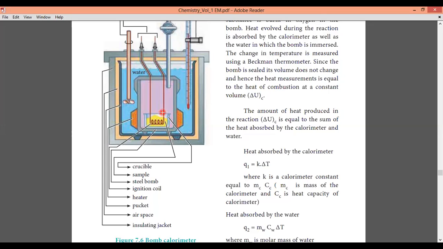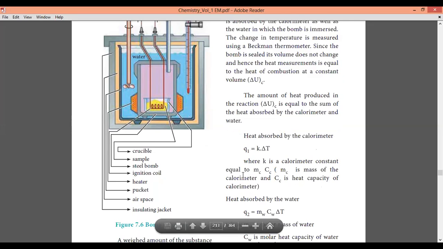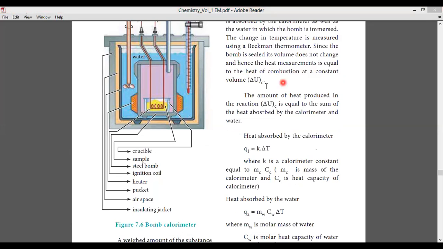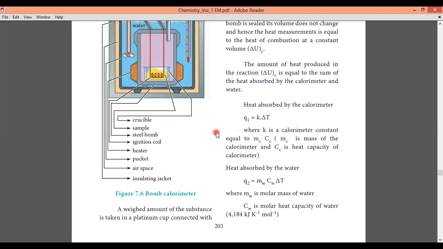Here the volume does not change and the heat measurement will be equal to the heat of combustion. The heat measurement, the measure பண்ணக்கூடிய heat வந்து that will be equal to the heat of combustion over here. So that will be given by the constant combustion value, that is the heat of combustion at a constant volume, delta U C.